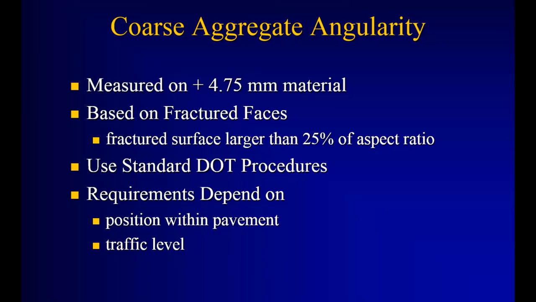So again, this first one is the coarse aggregate angularity. Again, this is a consensus property. It's measured on the +4. In this case, the metric equivalent of a number 4 sieve is the 4.75 millimeter sieve. In the metric system, the sieve size is actually the opening space in your sieve mesh. And again, for DOT, what's a fracture?